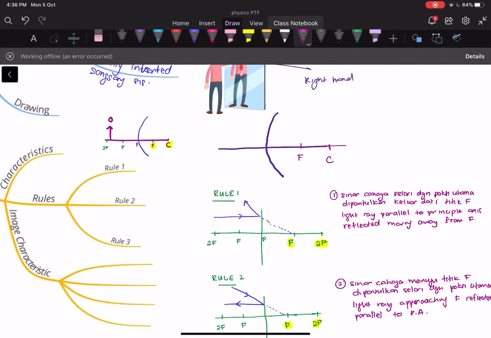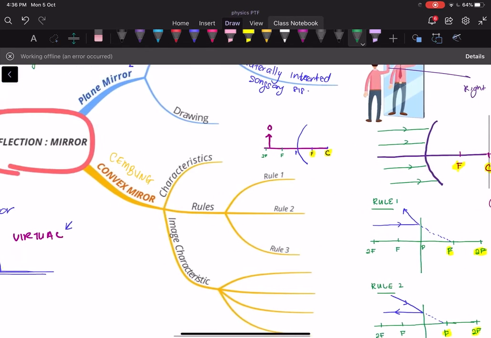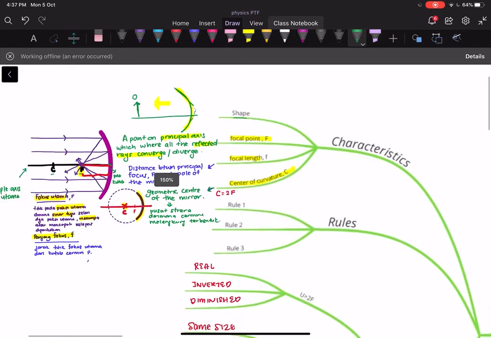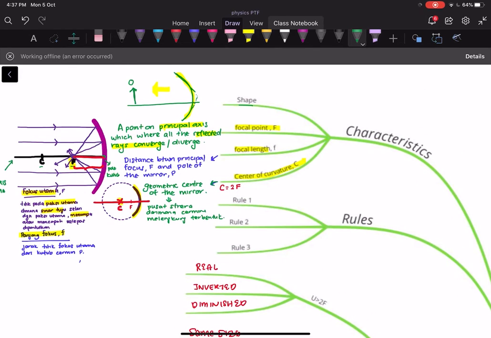As I said, for the convex mirror, the F point and the C point are behind the mirror. So what is going to happen here? Previously, we had a light ray which is parallel to the principal axis, cahaya yang selari dengan paksi utama, incident on the mirror. A quick revision on the concave mirror: sinar cahaya yang selari dengan paksi utama akan dipantulkan ke arah titik F. Dia menuju ke arah titik F, or what we call converge to F, menumpu ke arah titik F.